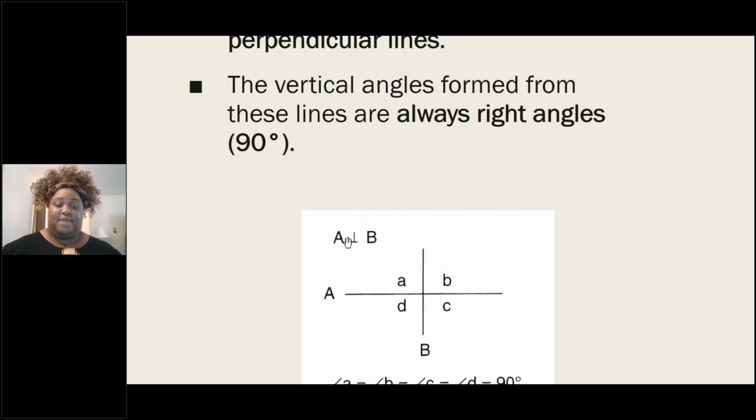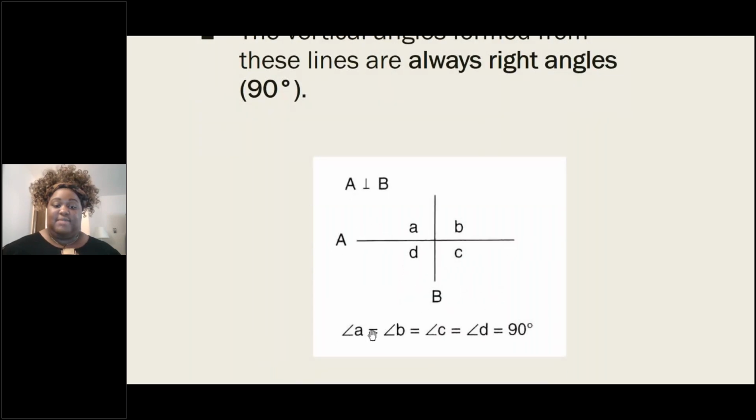And this is the symbol that we use to show perpendicular lines. So this is telling me that line A is perpendicular to line B. So that means that the two lines cross and form right angles. And just looking at that, that means angle A is equal to angle B, which is equal to angle C, and equal to angle D. So they're all 90 degrees. Okay, so let me come out of this.